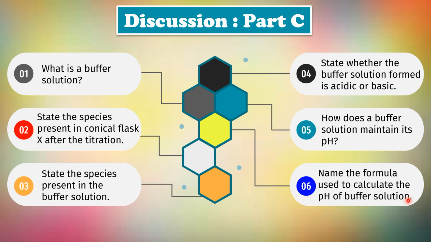Next, this is the discussion for part C. First, you can mention what a buffer solution is. State the species present in conical flask X after the titration. State the species present in the buffer solution, which means the buffer solution at equilibrium. Next, state whether the buffer solution formed is acidic or basic. And explain how a buffer solution maintains its pH before and after the addition of strong acid and strong base. Name the formula used to calculate the pH of the buffer solution.